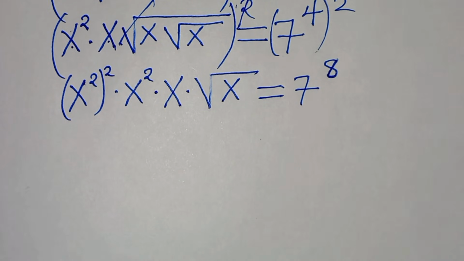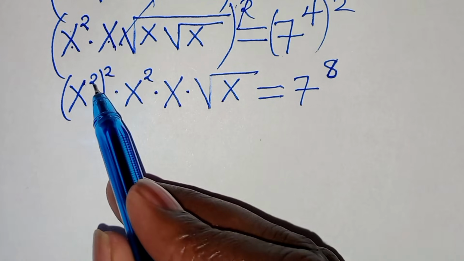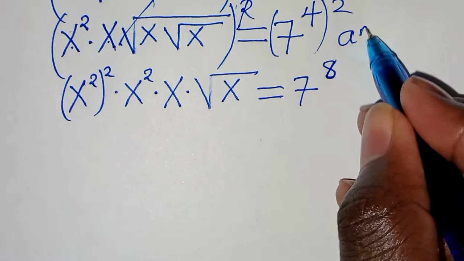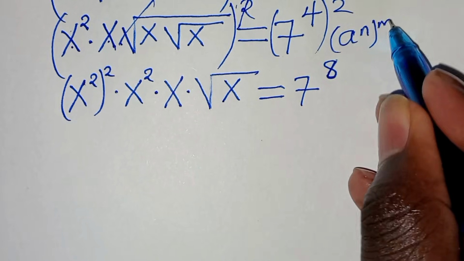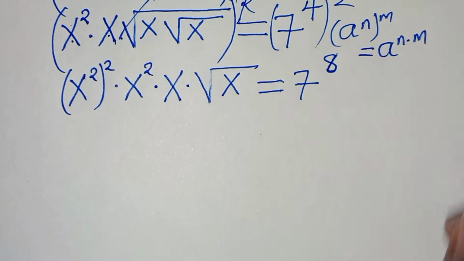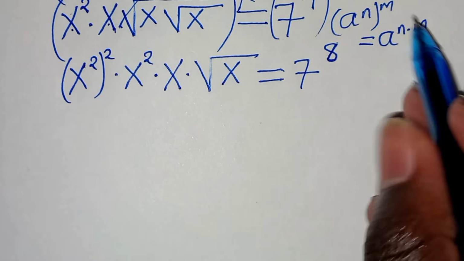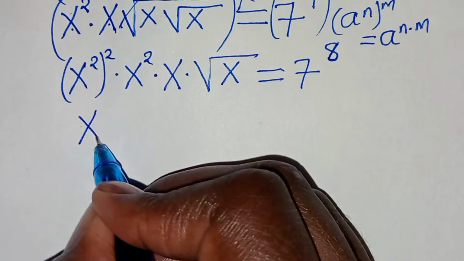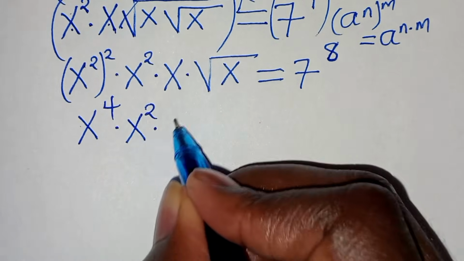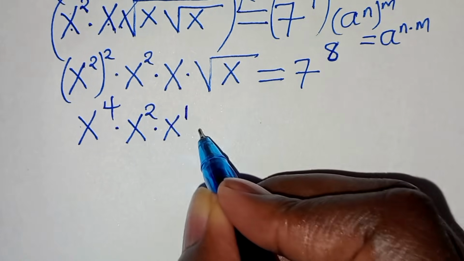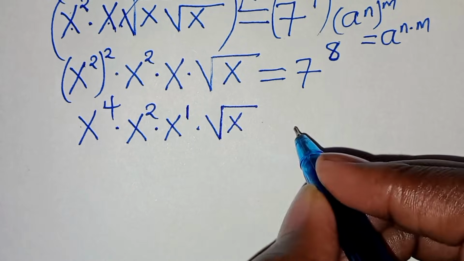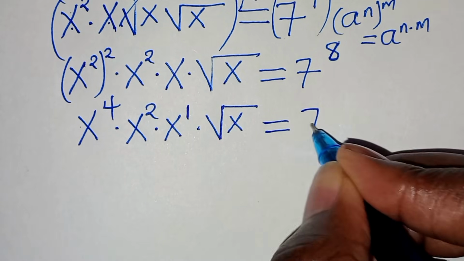Now the next step from here, this is x to the power of 2 to the power of 2 here. Remember, this is in the form of a to the power of n raised to the power of m, which we can express as a to the power of n times m. Applying this exponent property, we have x to the power of 4 times x to the power of 2 times x to the power of 1 times square root of x. This is equal to 7 to the power of 8.